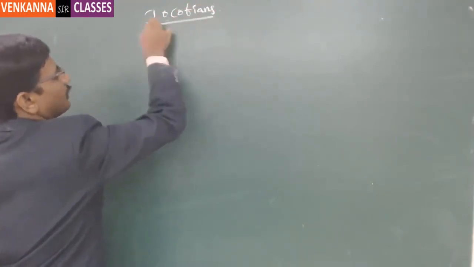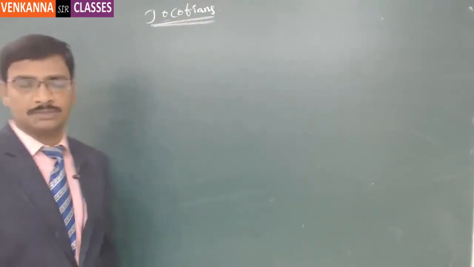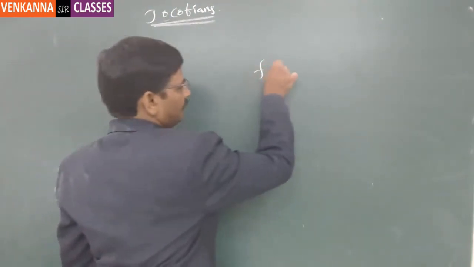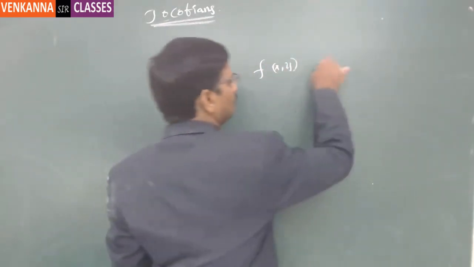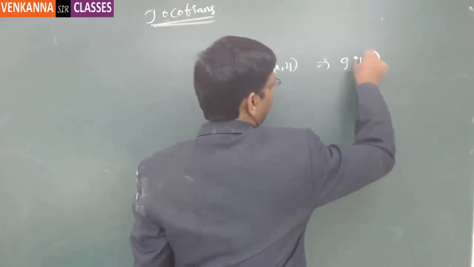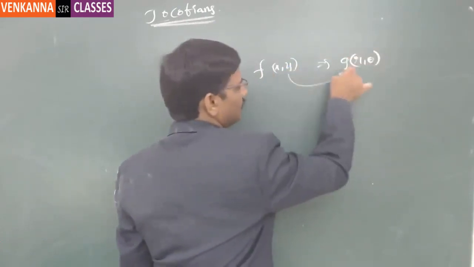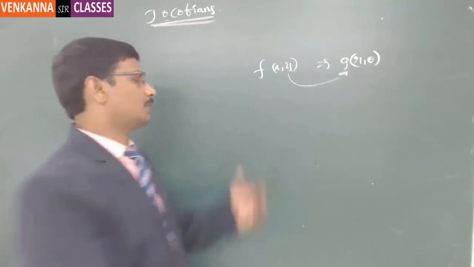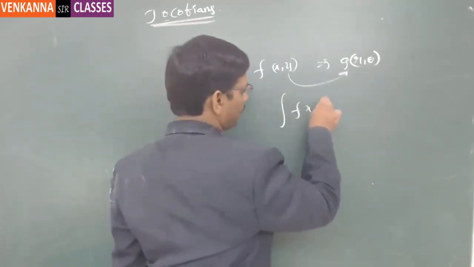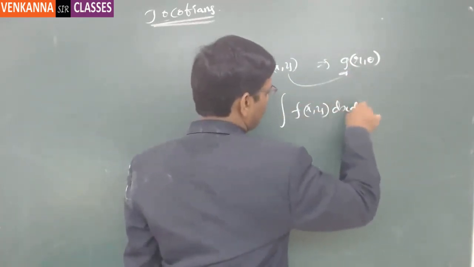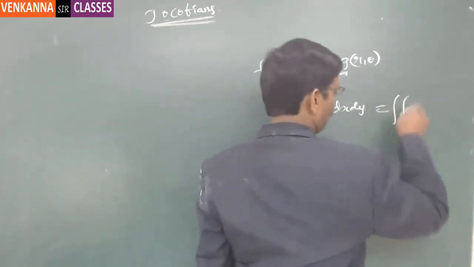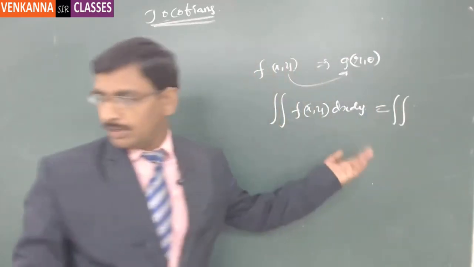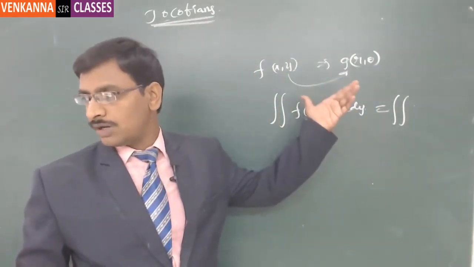So these Jacobians come up when we convert from one coordinate system to another. Suppose we have the coordinate system x comma y. Now if you want to convert this into r comma theta, so you are converting from this to this. Suppose I have some function f of x comma y dx dy, a double integral, let us say. Now if you want to convert this double integral into a double integral again, but with a different coordinate system.